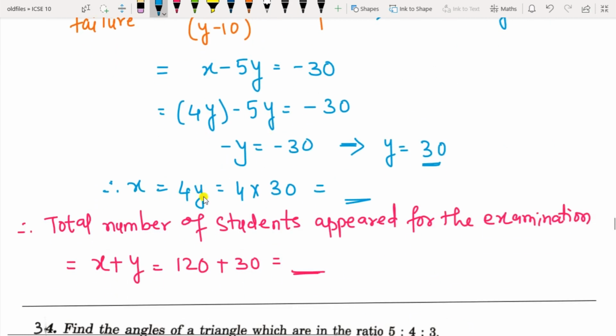So value of x will be 4y. 4 into 30 is 120. Okay. So passing students are 120 and failing students are 30. Total number of students will be 120 plus 30, that is 150. So 150 students appeared for the examination.